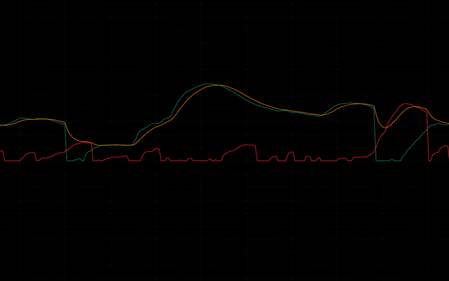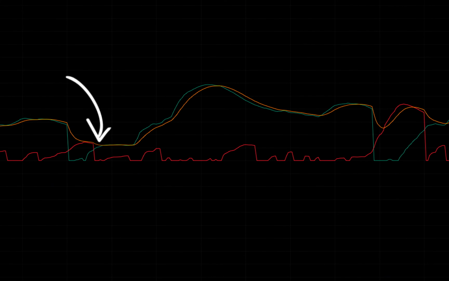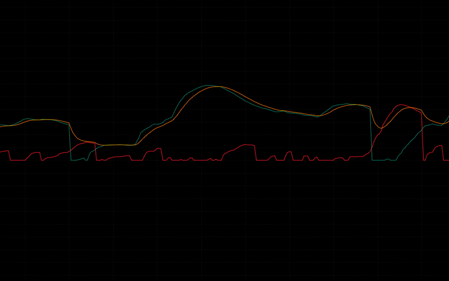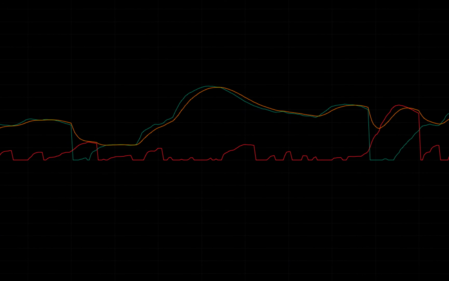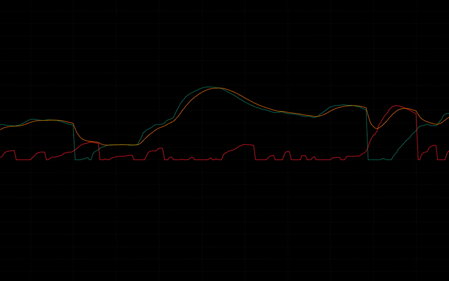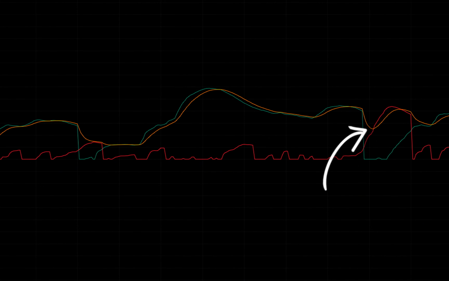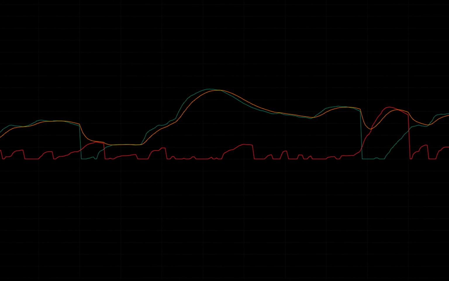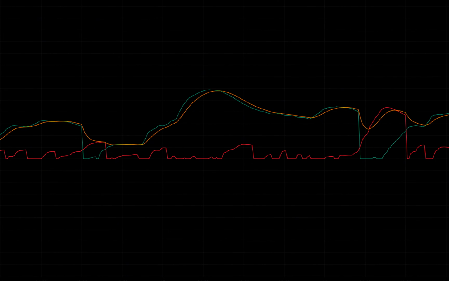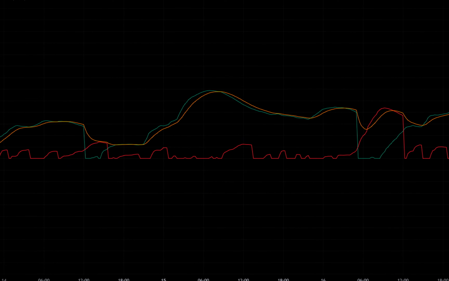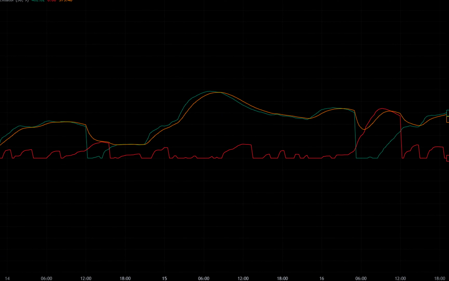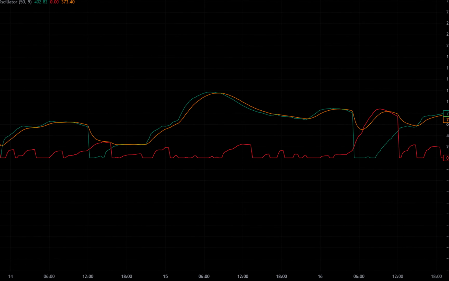If the green line crosses above the red line and stays above it, it's a signal to buy. In this position, your main focus should be finding the best point to place a buy order. Conversely, if the red line crosses above the green line and stays above it, it's a signal to sell. In this position, your main focus should be finding the best point to place a sell order.